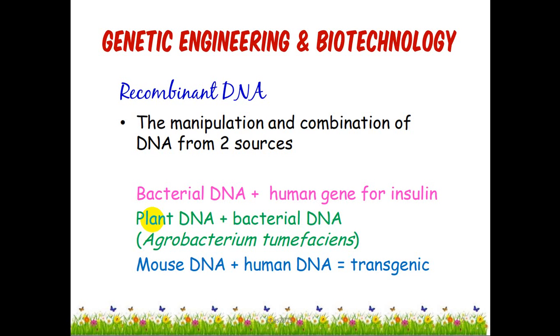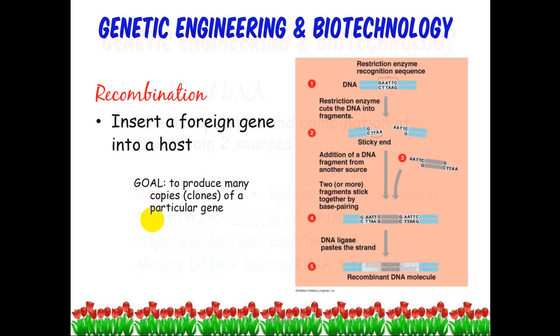And plant DNA plus bacteria, Agrobacterium tumefaciens, is a good example as well. Mouse DNA plus human DNA equals transgenic production. If you remember, we have discussed transgenics. What actually occurs here is the same: mouse DNA and human DNA. These are DNAs from different animals, so that's why we call it transgenic.